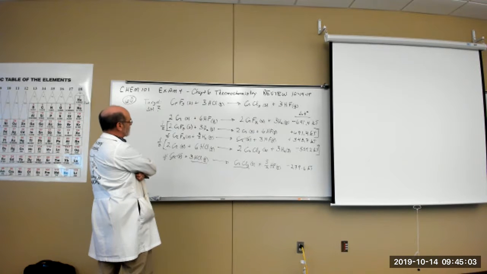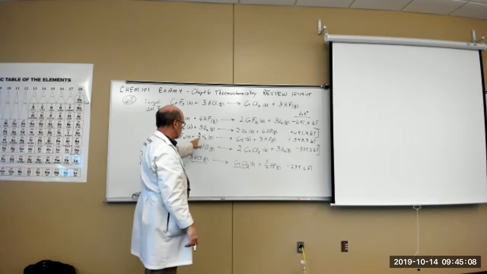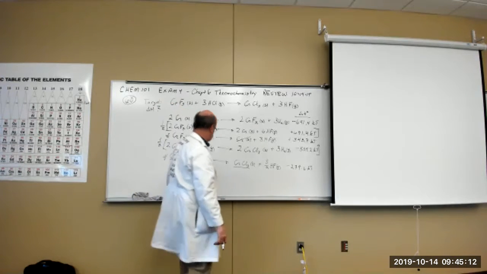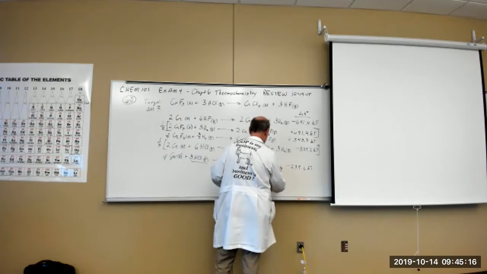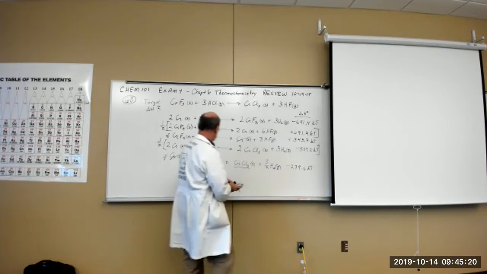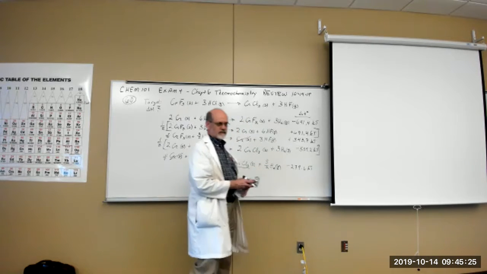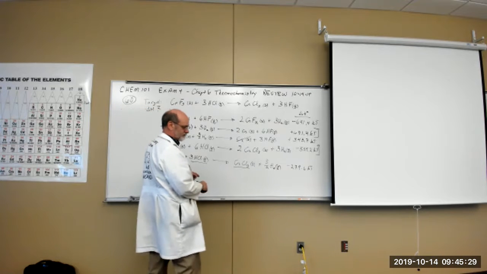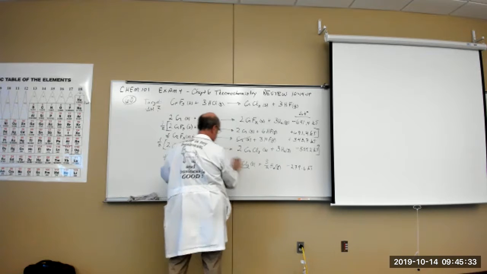Let's see. H2. Oh, okay, H2. I'm missing something. Oh no, nobody caught me. Change this one, divided by 2. It's the one that cancels out because there was one right there. There's one here and there's one here. So they cancel.